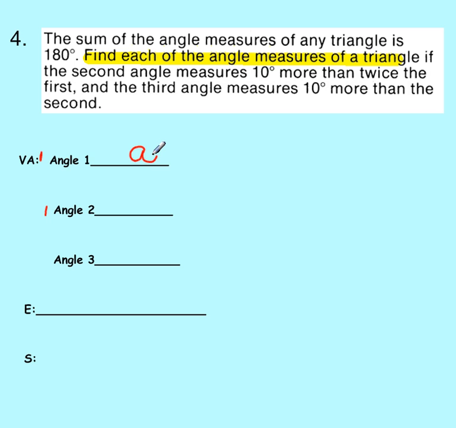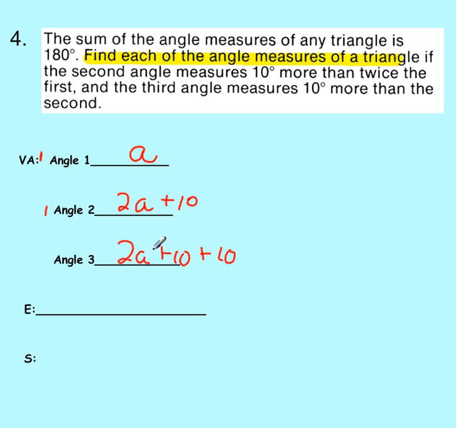So if A is for angle 1, then the second angle measures 10 degrees more than twice the first. I have to do twice the first and then 10 more. That's defining angle 2, which is 2A plus 10. Now to define angle 3, it says the third angle measures 10 degrees more than the second angle. So I take the second angle, 2A plus 10, and add 10 more, plus 10.